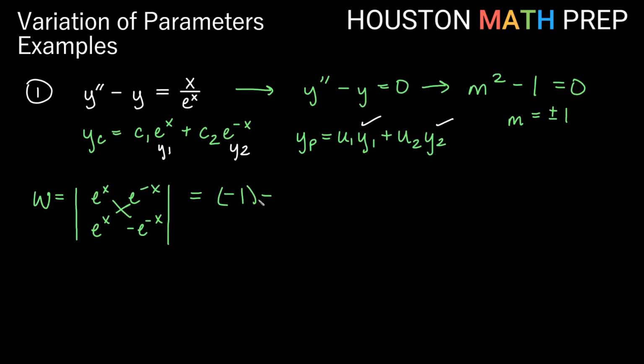minus what we get on the other diagonal. Here we have e to the x times e to the negative x. We would get e to the 0 if we multiply those, so that's going to give us 1, and we actually get negative 2 for this first Wronskian.